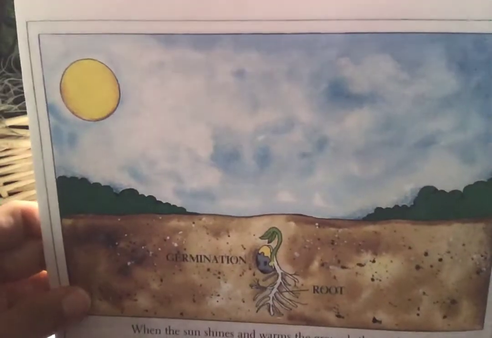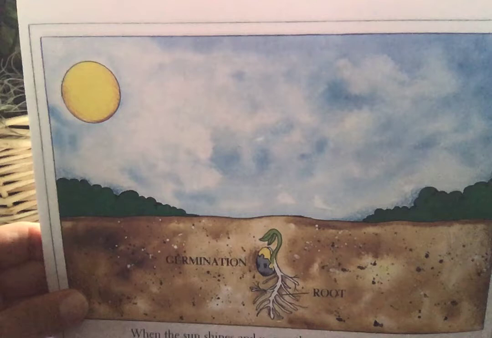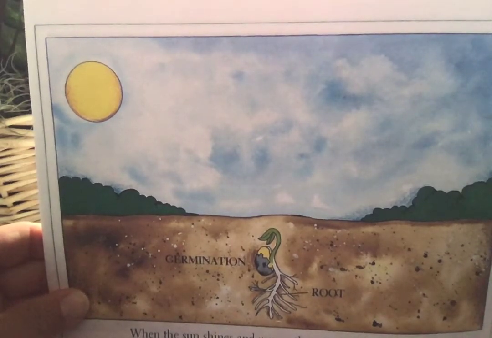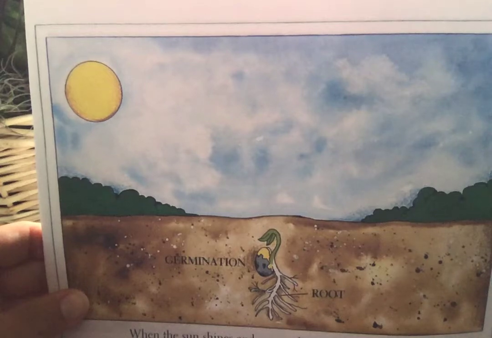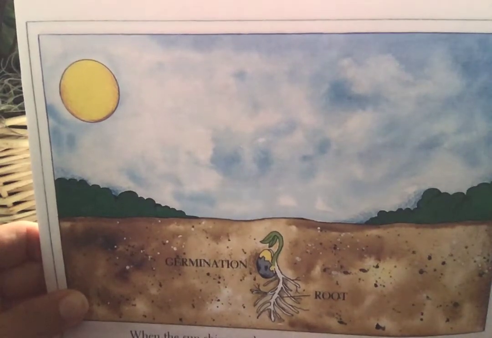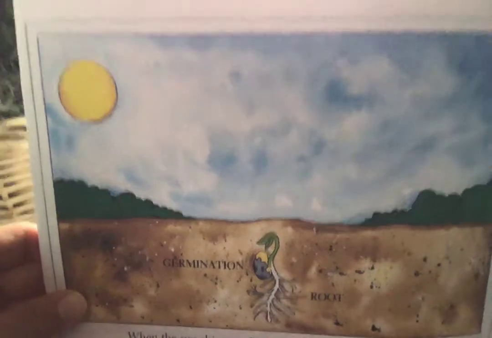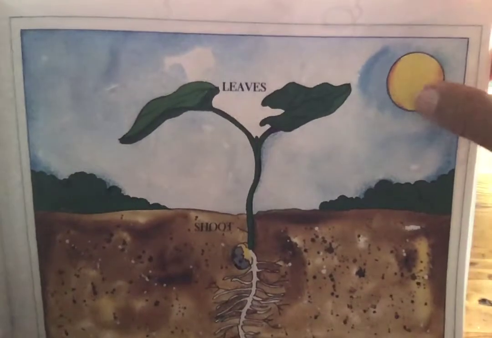When the sun shines and warms the ground, the seed coat breaks open and the seed begins to grow. This is called germination. A root grows down into the soil. The root takes in the water and minerals from the soil for food. So you could pretend you have some roots and you're sucking up from the soil. Delicious. Up grows a shoot.